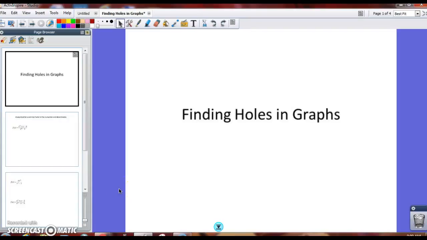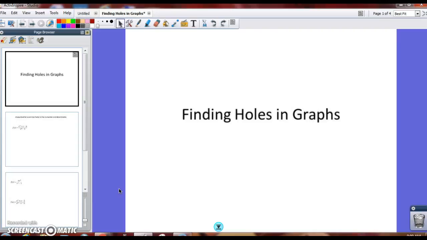Hi folks, today we're going to talk about finding holes in graphs. This is something that doesn't necessarily have to happen in a graph. Some graphs might have holes and some might not. But I'm going to show you how to do it. It's very easy, very straightforward. You just have to follow the steps.